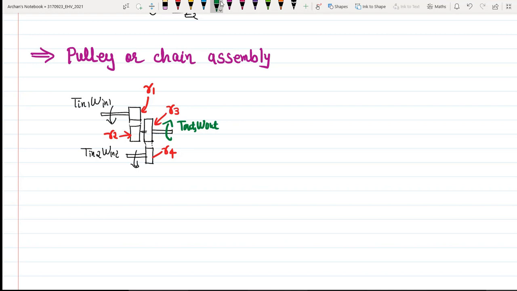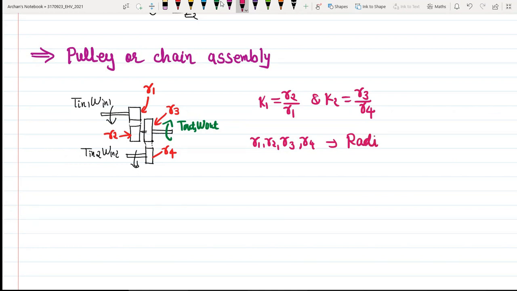Okay. So here we can see we are available with number of pulleys, right? And if you wish to find out the value of K1 in this case, then K1 will be equal to R2 by R1, and K2 will be equal to R3 by R4. Okay, so here this R1, R2, R3, R4 are nothing but radius of pulleys, right? So this is one typical configuration.